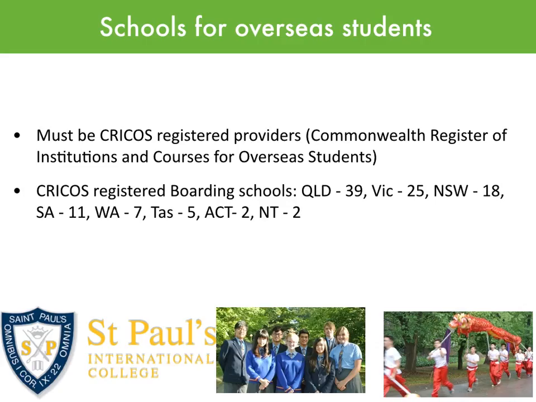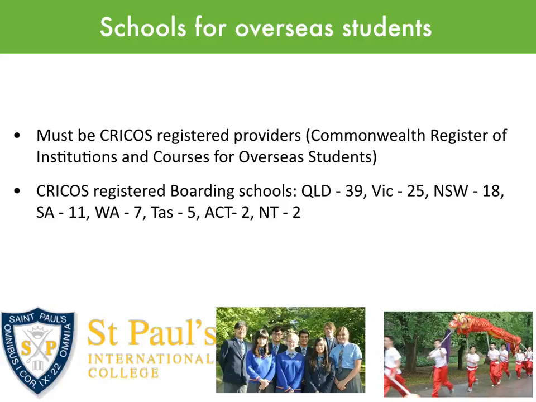There's a lot of schools in Australia for overseas students, and these of course will be quite multicultural, as is this St Paul's College you can see in the photo down below. If you are going to provide education for overseas students in Australia, you must be CRICOS registered. That means you are going to be audited and regulated by the Commonwealth Register of Institutions and Courses for Overseas Students, which is CRICOS.